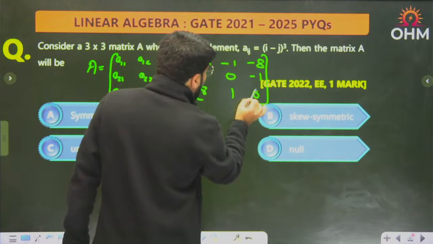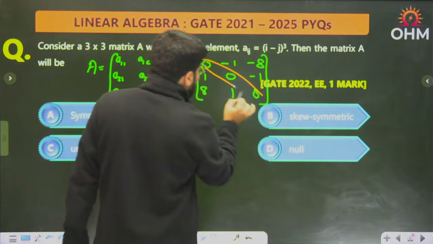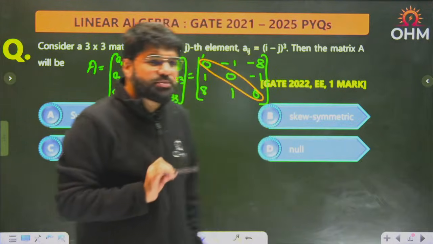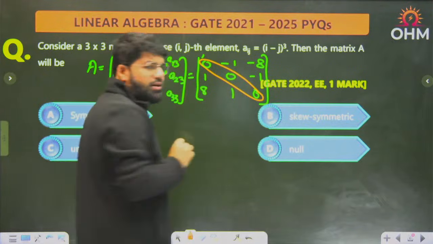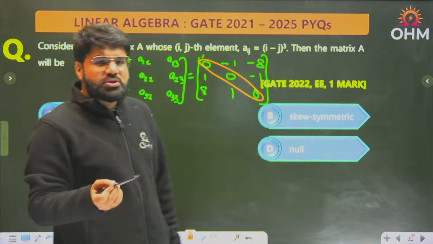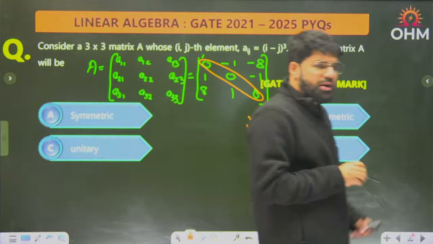Now you see all diagonal elements here are the same. All the diagonal elements are not only the same but 0. That is also important to identify a skew symmetric matrix, but more importantly, elements above and below differ in sign. Same magnitude but opposite sign, that is skew symmetric. Option number B. GATE 2022 electrical 1 mark question it is.